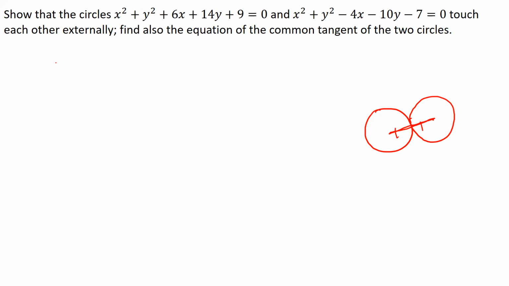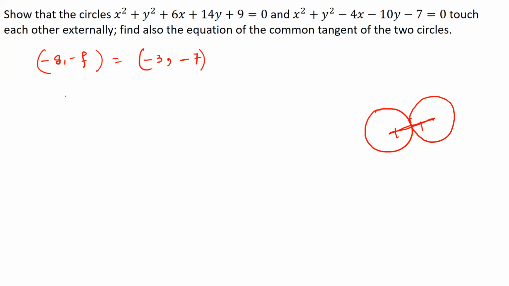So the center is given by minus g, minus f. So divide by 2, change the sign, divide by 2, change the sign. Remember the thumb rule. So minus g comma minus f for the first circle gives me minus 6 by 2, which is 3, comma minus 14 by 2, which gives me 7. So this is the center of the first circle.